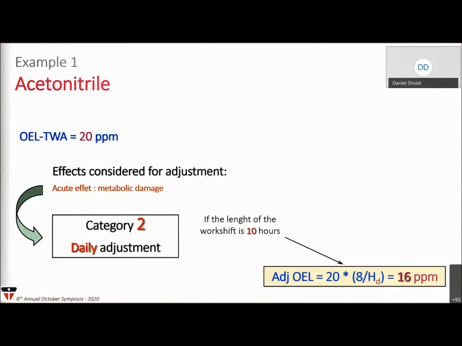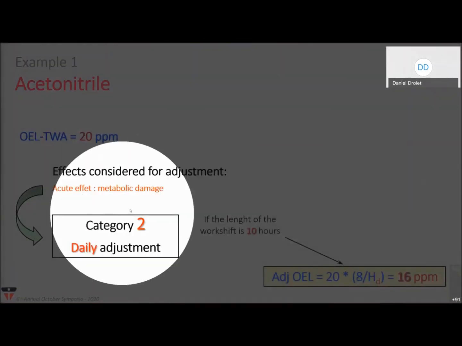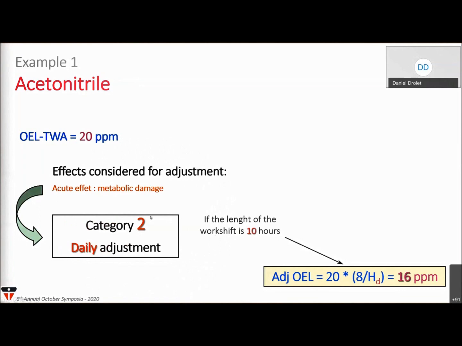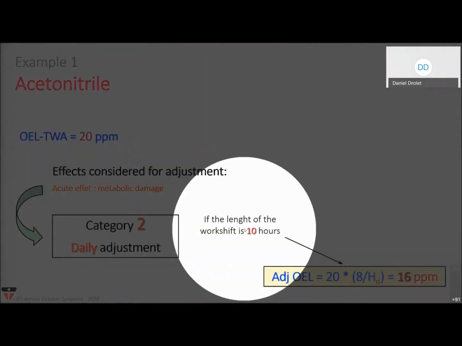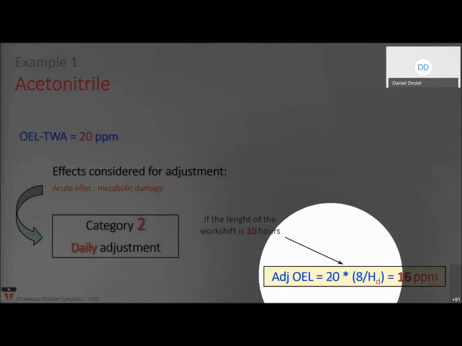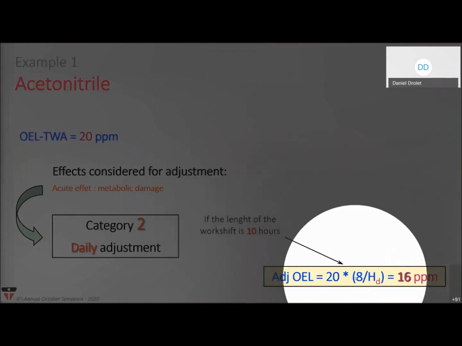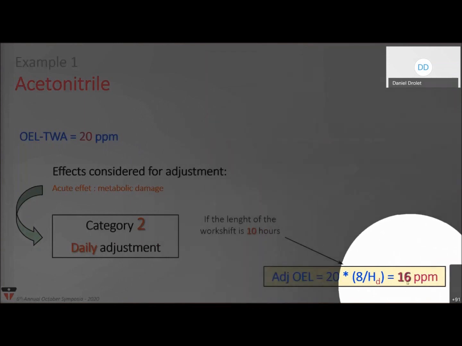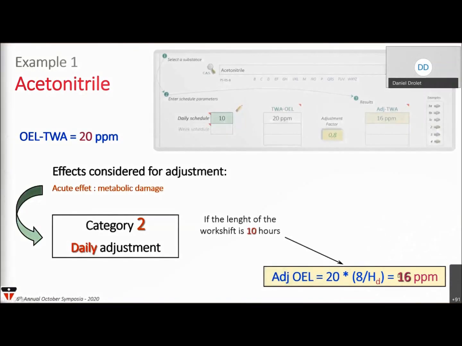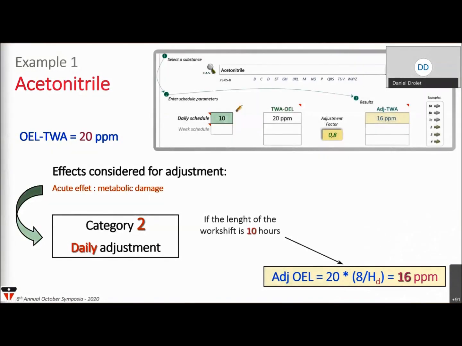Let me present just one example before. Let's say we have acetonitrile as an example. The OEL is 20 ppm, and the category of adjustment is 2. And let's say we have a work shift of 10 hours. It means that we have to multiply 20 by 8 divided by 10. It means that we have a result for the adjusted OEL of 16 ppm. So it is as simple as that.